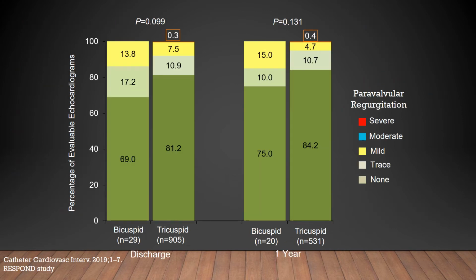So let's talk about paravalvular leaks. Again, there was no difference between bicuspid and tricuspid with the valve, which is very comforting, that this valve performed very nicely in both tricuspid and bicuspid pathologies.